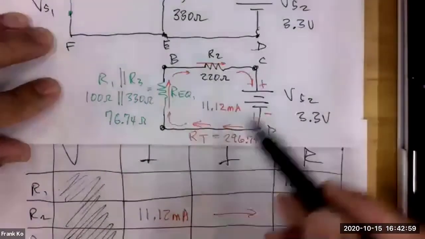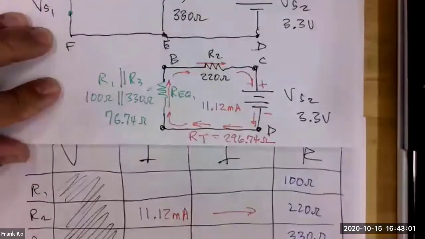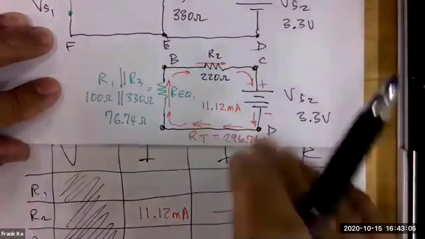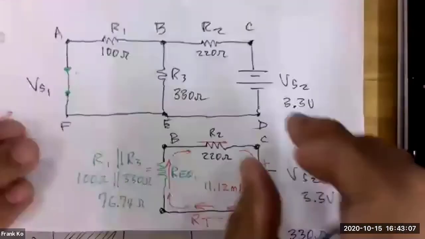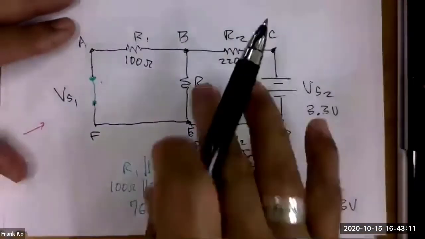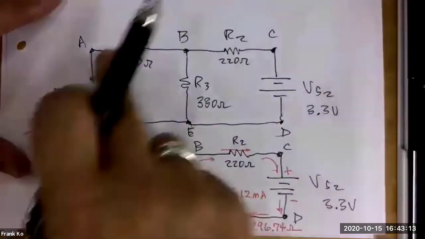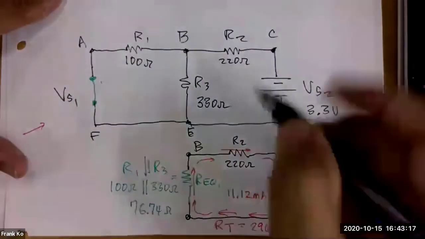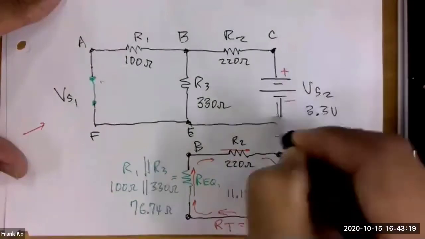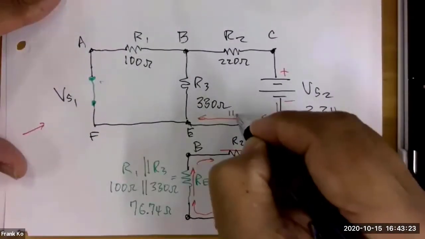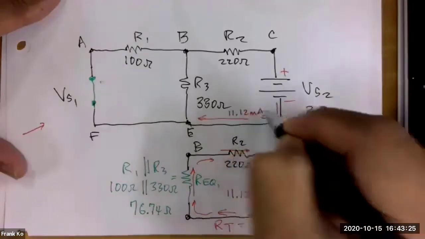Now, we're pretty much done with the series circuit. Once we're done analyzing what's happening in the series circuit, let's bring this information back upstairs. Let's bring it back up to this circuit, and see what happens with respect to this side of the schematic. So positive, negative, the current that flows out here and hits this node is 11.12 milliamps.